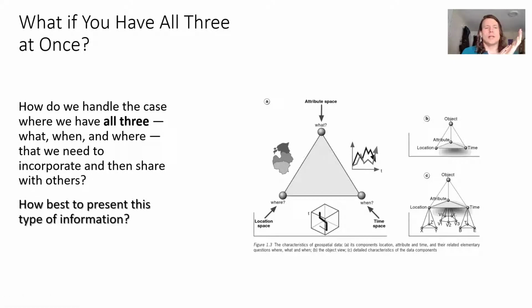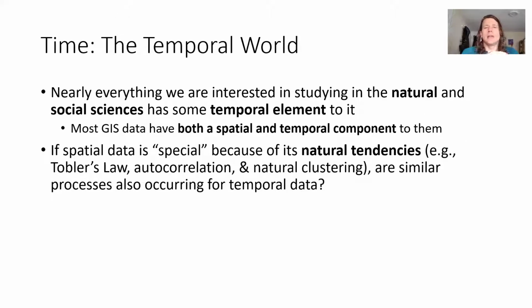So if we have all three cases, what, where, and when, what do we need to incorporate to share this with others? How's the best way to present this type of information? So nearly everything we're interested in studying in the natural and social sciences has some sort of temporal element to it. So most GIS have both a spatial and a temporal component. For instance, census data is collected every 5 years. So if you want to look at census data, you can look at one snapshot in time, just 1 year, like the 2016 data, or you can look at how it's evolved over time. How have demographics changed from 2011 to 2016 to 2021?